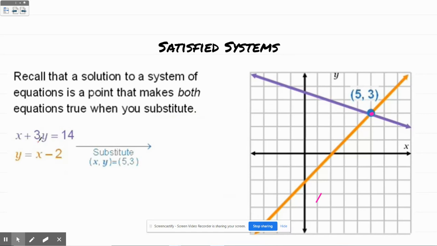So if we plug (5, 3) into this first equation, y equals x minus 2, y-intercept negative 2, slope of 1, we plugged it in, we already did that. We had 3 equals 5 minus 2. It's true, it satisfies it.